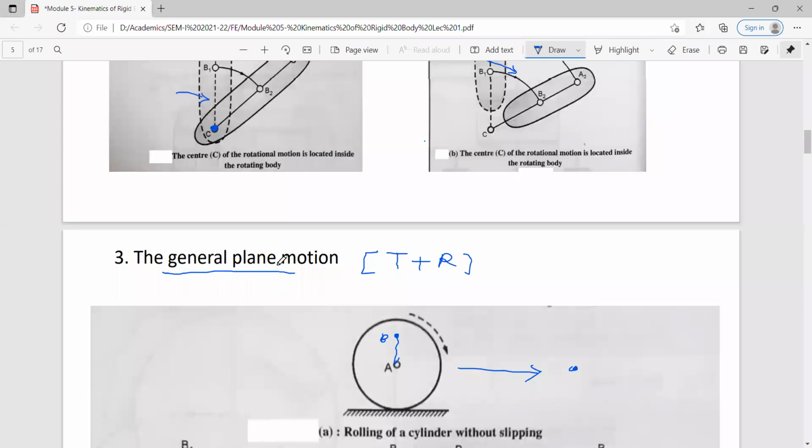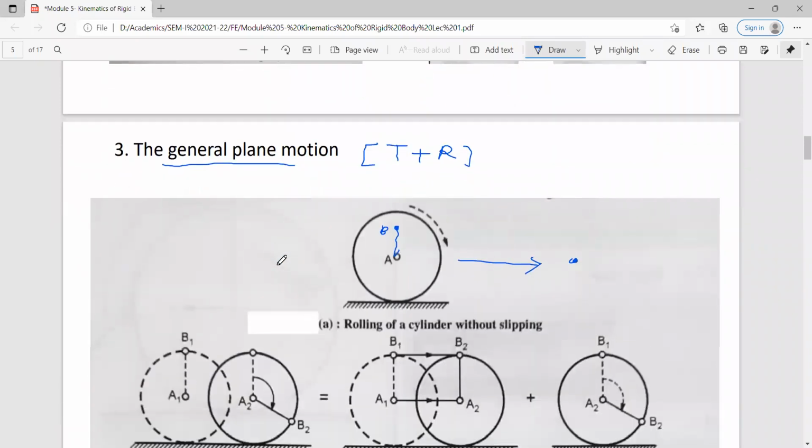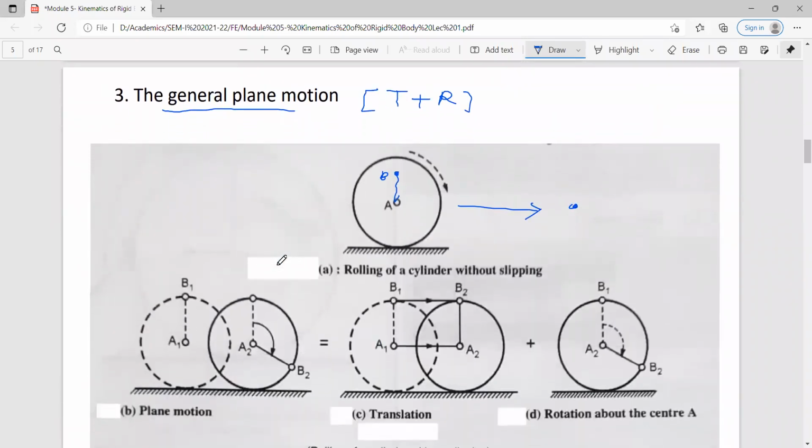So you see here, this is the original position.